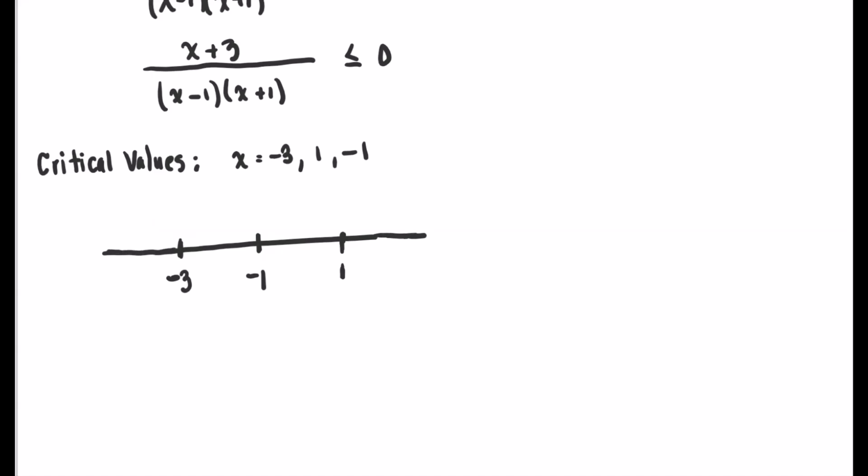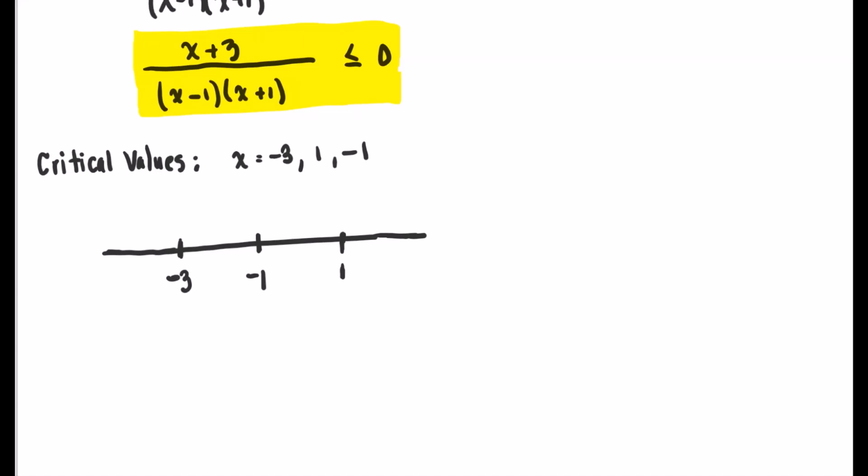When I do my testing, I'm substituting the value into this inequality here, my rational inequality. And again, I'm not concerned about what the explicit value is. I just care about if the sign is positive or negative, because then that will indicate if it's a solution or not. All right, the first number I'm going to test then is negative 4.